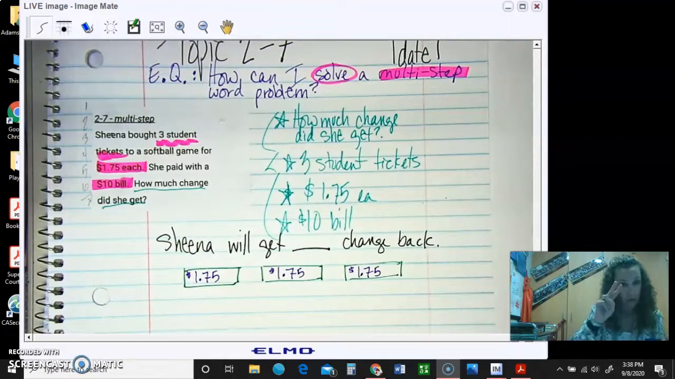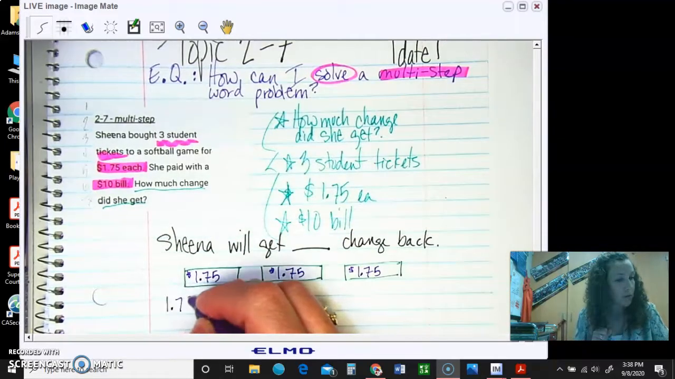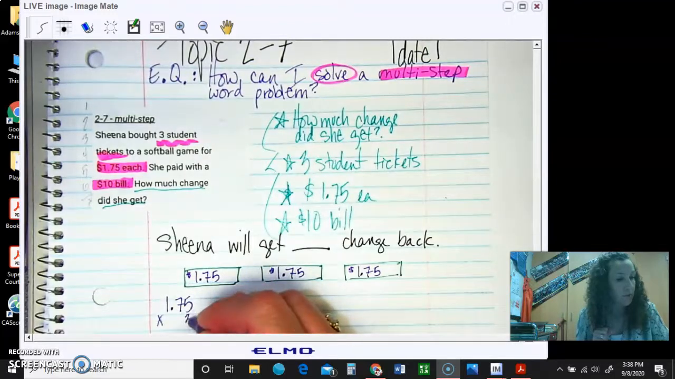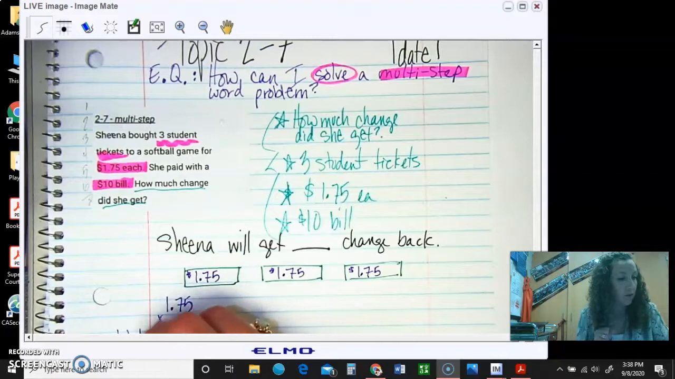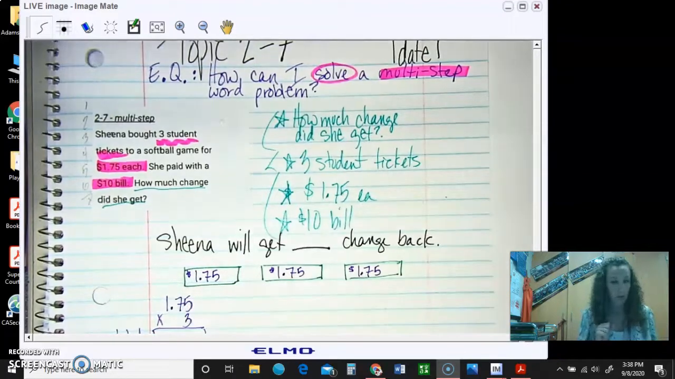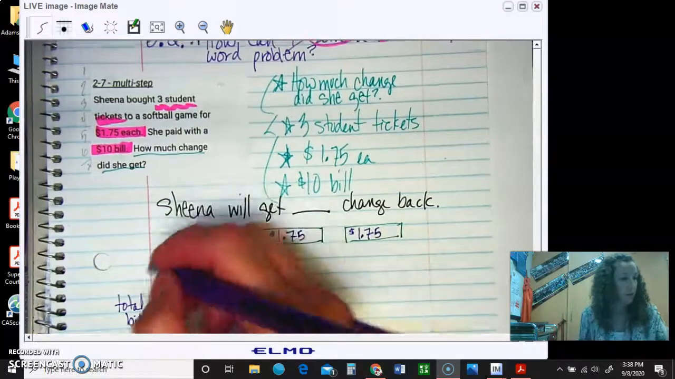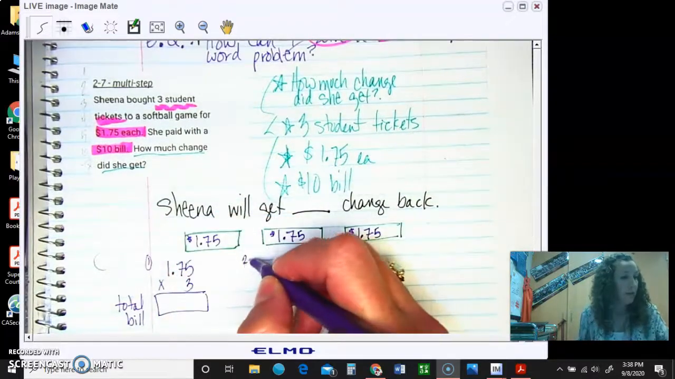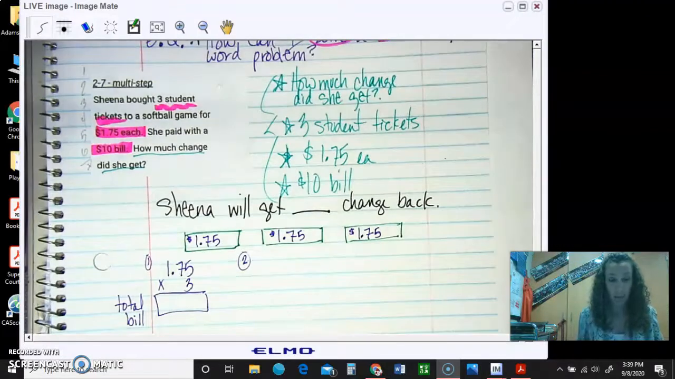2 ways you can do this, okay? You can multiply 1.75 times 3 and find out her total bill. Not sure 4th grade covers multiplying decimals, so here's the easier way. Okay, so this is one method. Here's the easier right now method, and it's just add them up.